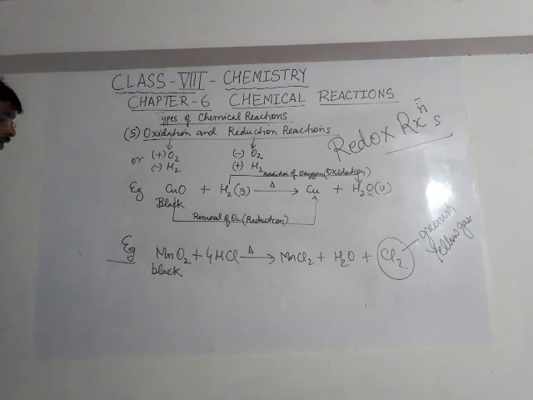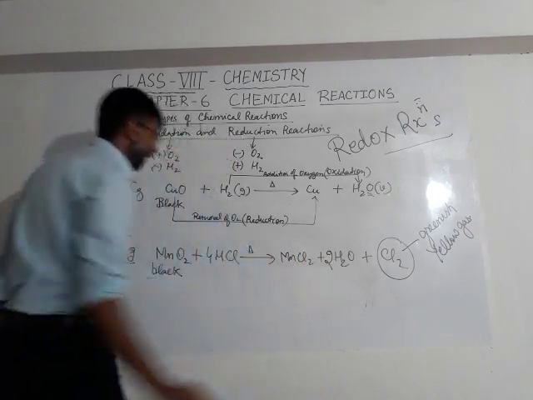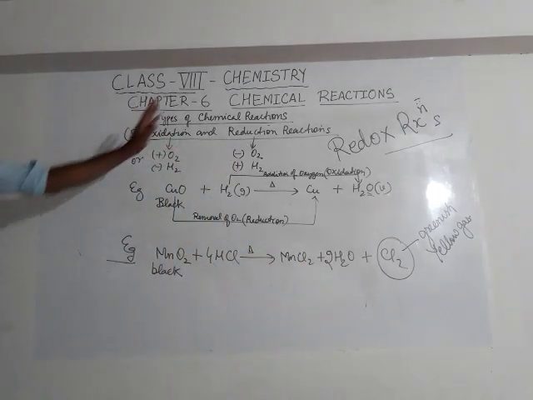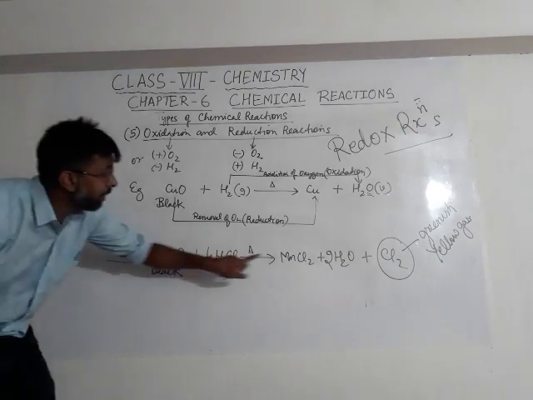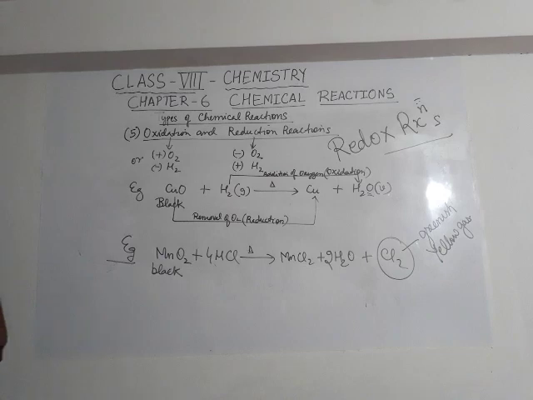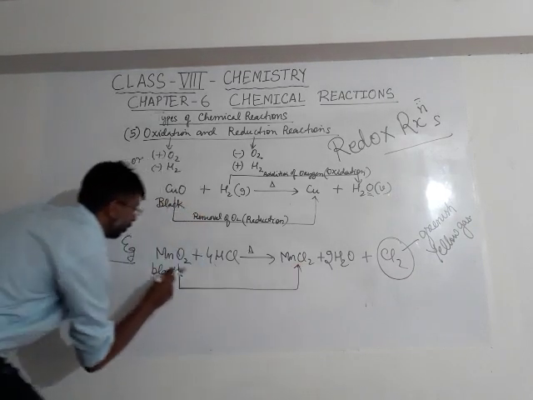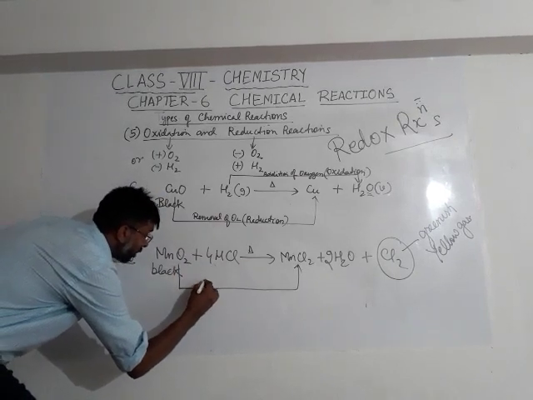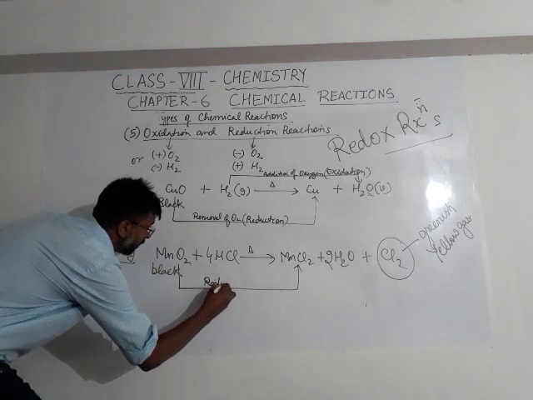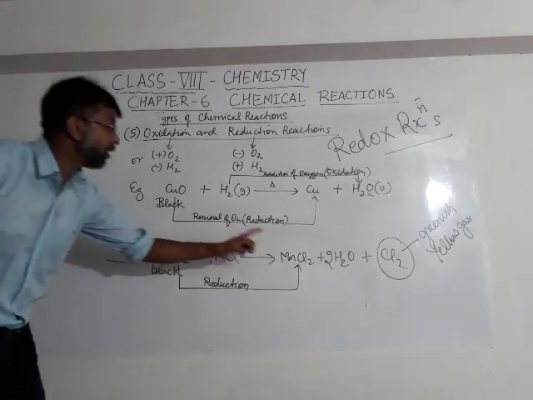Now you have to check whether the equation is balanced or not. The equation must be balanced. So here in front of water I will put 2. And now the equation looks balanced. Now let me see. Manganese dioxide is becoming manganese chloride. So oxygen is kicked out, so there is removal of oxygen. Loss of oxygen is called reduction.